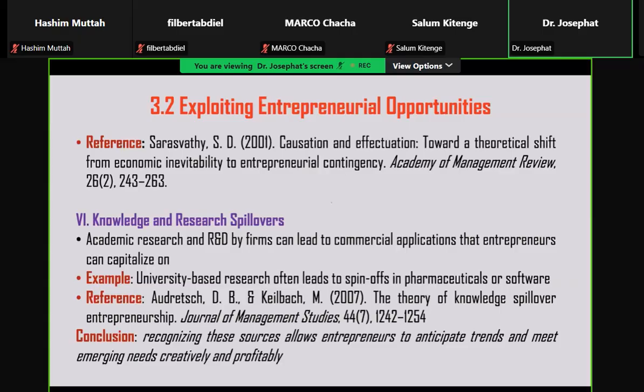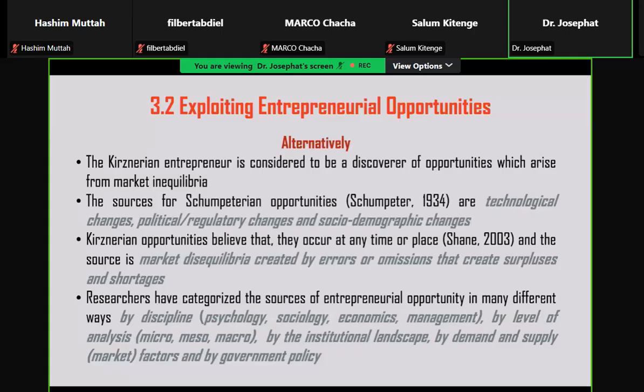Conclusively, recognizing this source allows entrepreneurs to anticipate trends and meet emerging needs creatively and profitably. Alternatively, according to Kirznerians, entrepreneurship is considered to be discovering opportunities which arise from the market equilibriums. The sources of short-term opportunities are technological change, political, regulatory change, as well as social and demographic change. As well as Kirznerian opportunity, they believe that these things always occur at a time or place. And the source is market disequilibriums or created by errors or omission that create surplus and shortage.